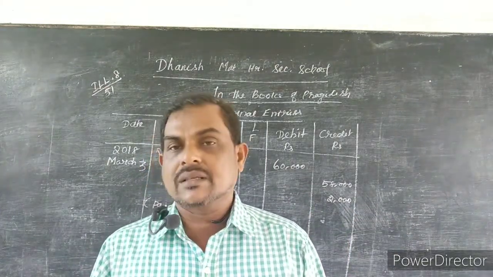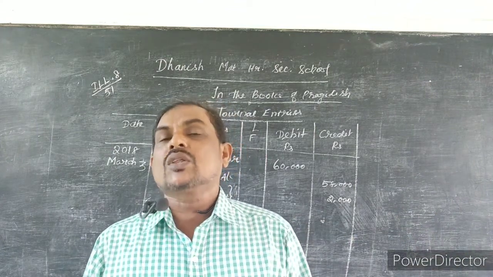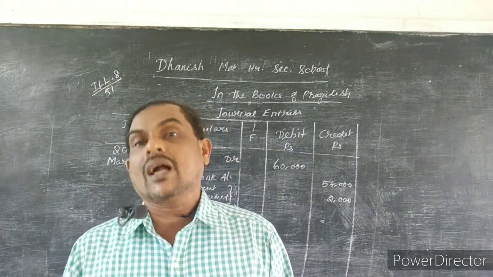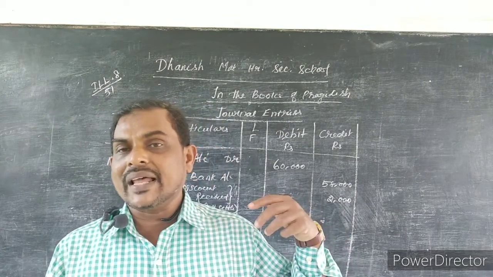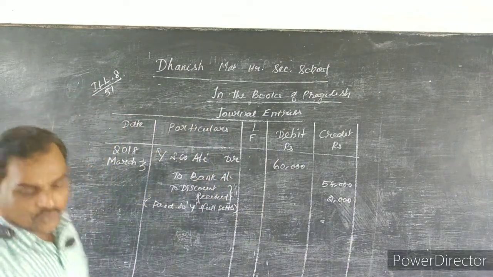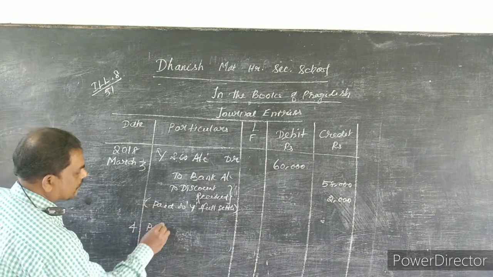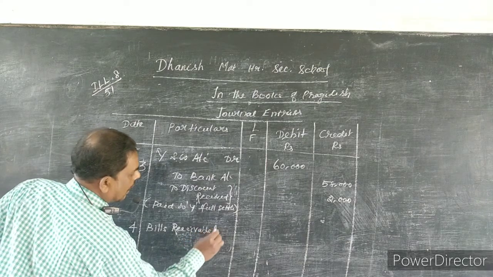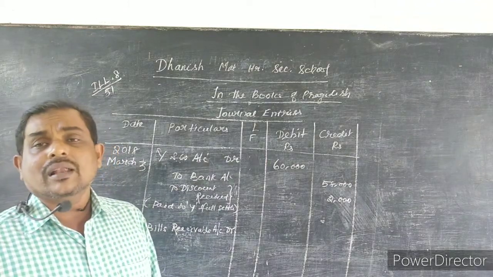Bills receivable is an asset. The amount is to be received, so bills receivable is an asset. All assets come on the debit side only, because an asset is a real account. As per the real account rule, bills receivable will come here, debit. Okay. So what is the fourth date? Fourth date, bills receivable account debit.